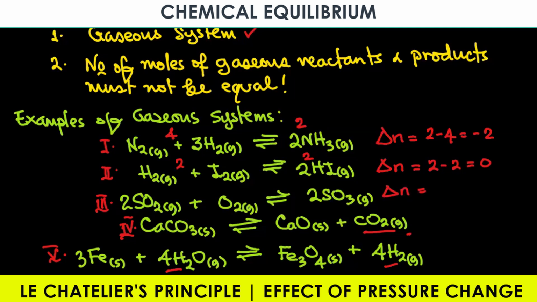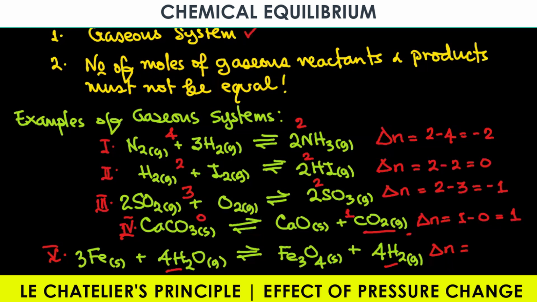Reaction 3, 3 moles of gaseous reactants, and 2 moles of gaseous product. So you have 2 minus 3. That's what? Minus 1. Now reaction 4. How many moles of gaseous reactants do we have? None. 0. How many moles of gaseous products do we have? 1. So we have 1 here and we have 0 here. So we have 1 minus 0. It gives us what? 1.